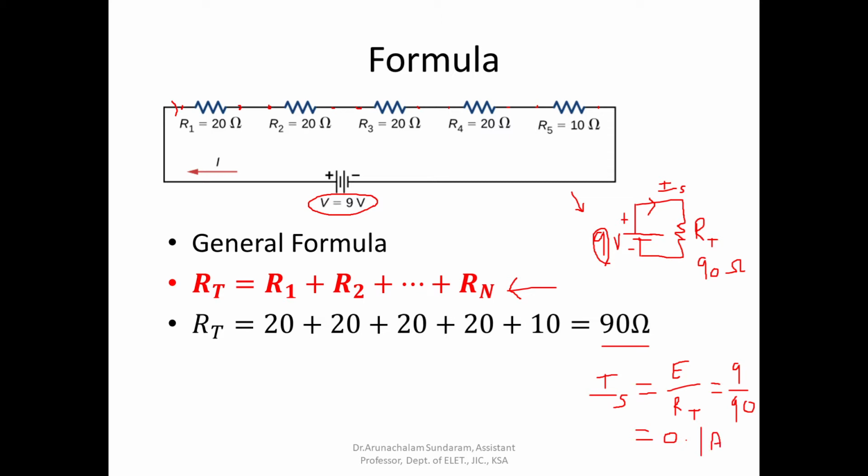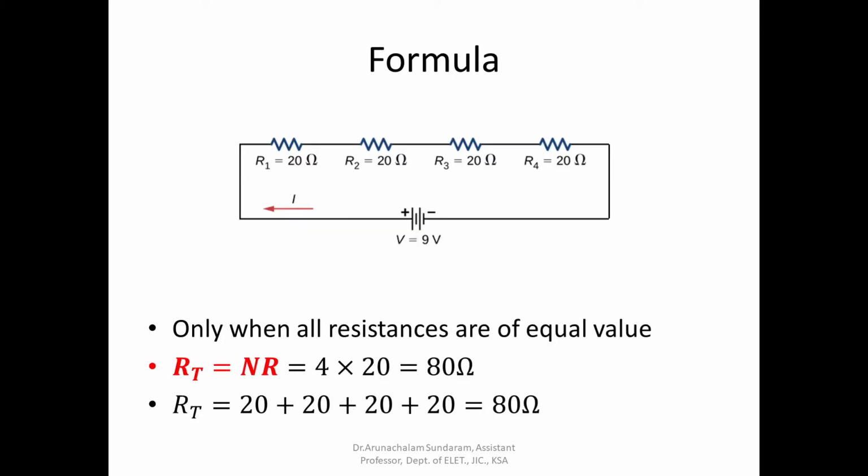If you have to find the current, we cannot find the current from the given circuit. We have to convert it to an equivalent circuit and then we can solve the series circuit. This formula will help us. The general formula which you can apply for any number of resistors connected in series will help us to solve the circuit. Now look at this question.